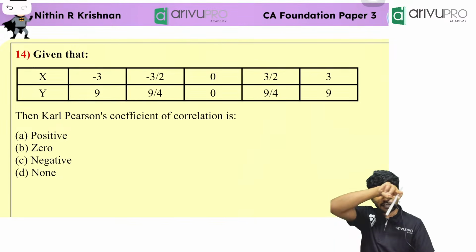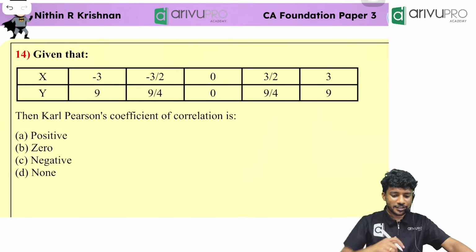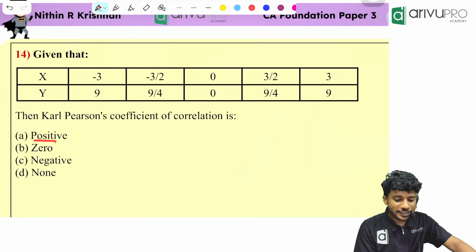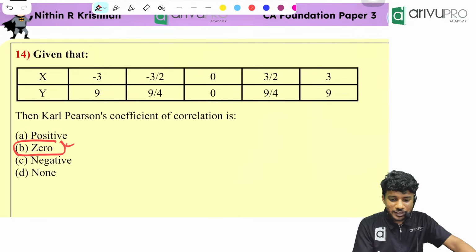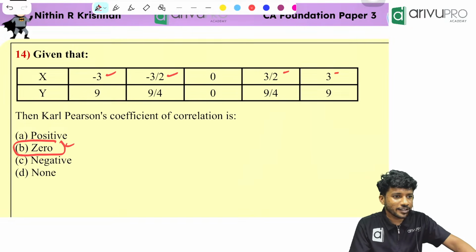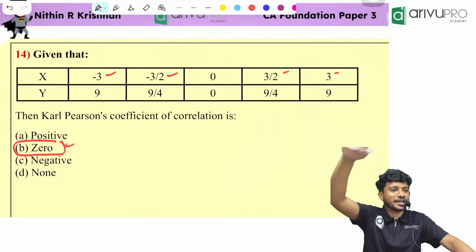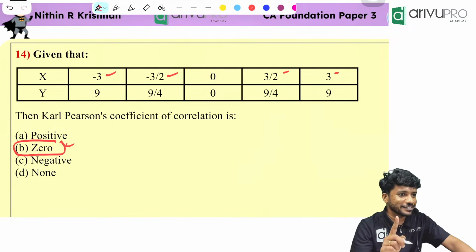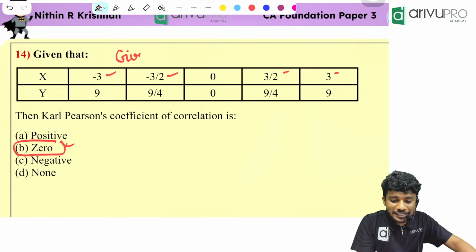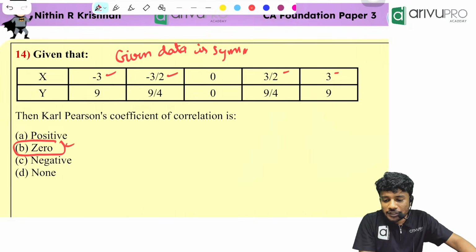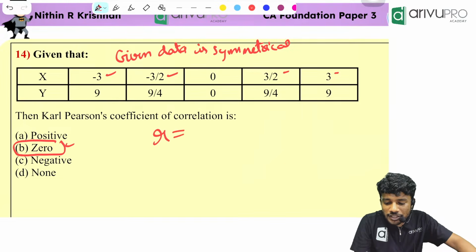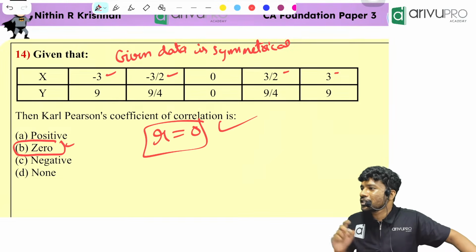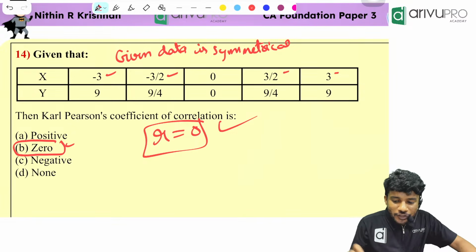Tell me, people, can anyone tell me the answer without even solving the question? Can I say it as 0? Why? Because minus 3, minus 1.5, 0, 1.5, 3. If I draw the graph, how will the graph look? A symmetrical graph. The given data is symmetrical. Since the given data is symmetrical, we can say that the correlation coefficient is equal to what, people? The correlation coefficient is equal to 0.